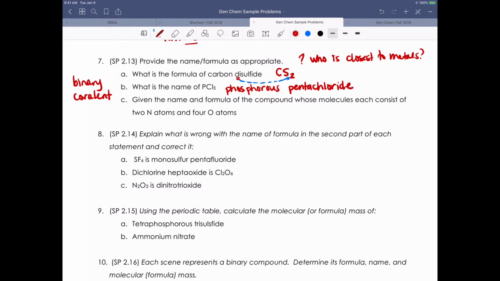Now this last problem asks us to think just a little bit further because they're just telling us that we're having nitrogen and oxygen together. We've got 2 nitrogens and 4 oxygens, but we have to think about who is closest to the metals so we know who is written first. Well, nitrogen is in group 5, oxygen is in group 6, so nitrogen is more on the left, so that's written first. They tell us that we have 2 of the nitrogen atoms and 4 of the oxygen atoms. Now going ahead and naming this, knowing that nitrogen is more metal-like, it retains its name. So this is dinitrogen tetraoxide.